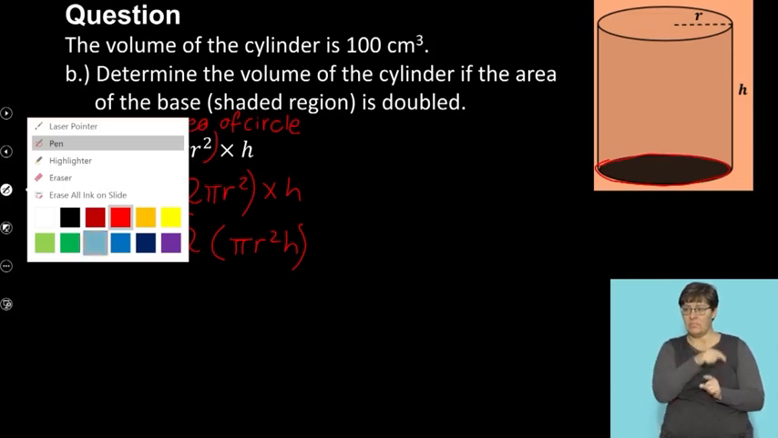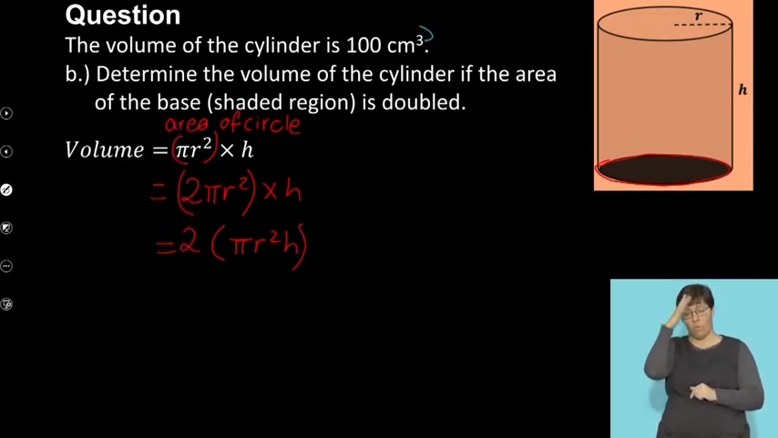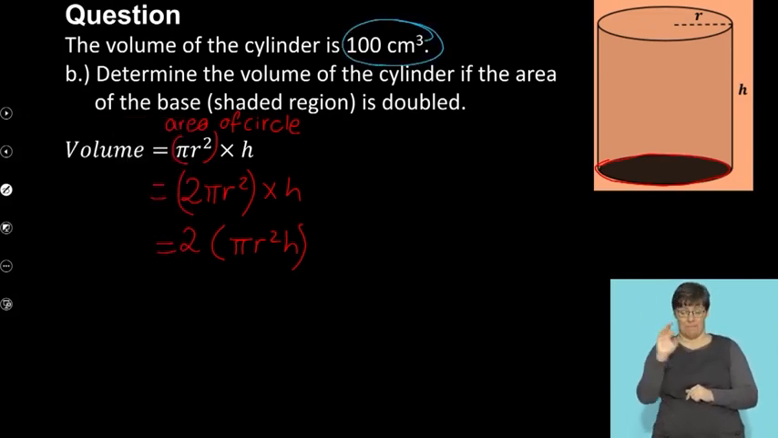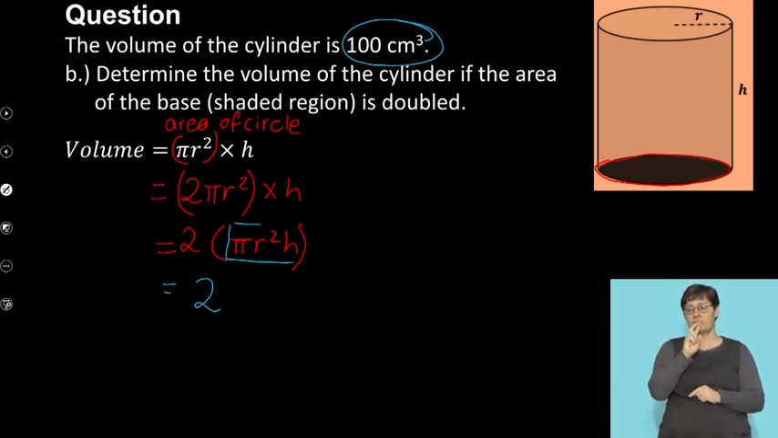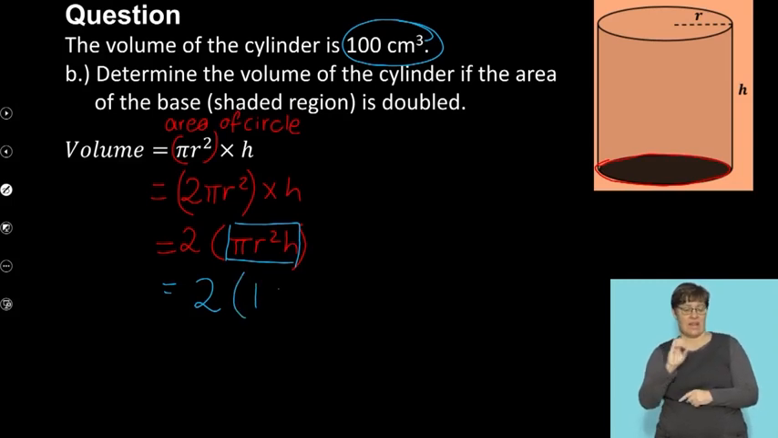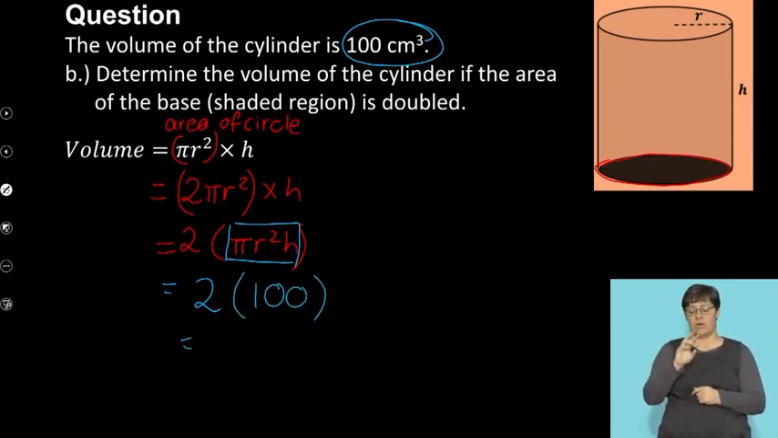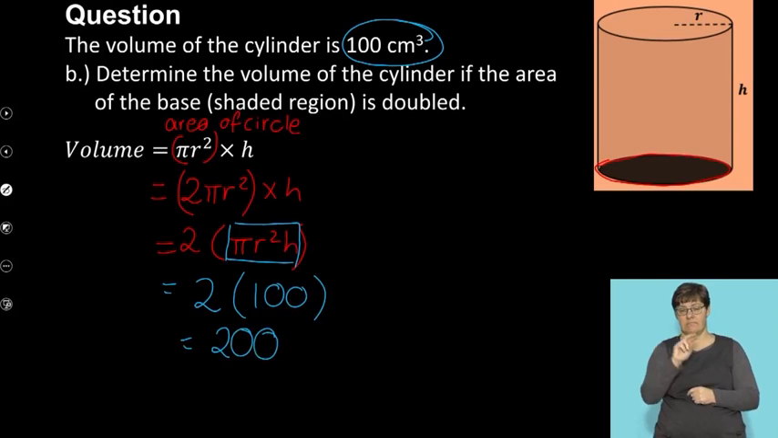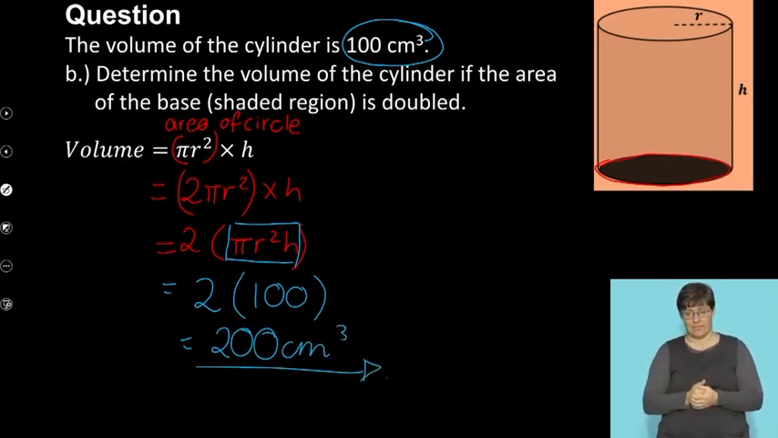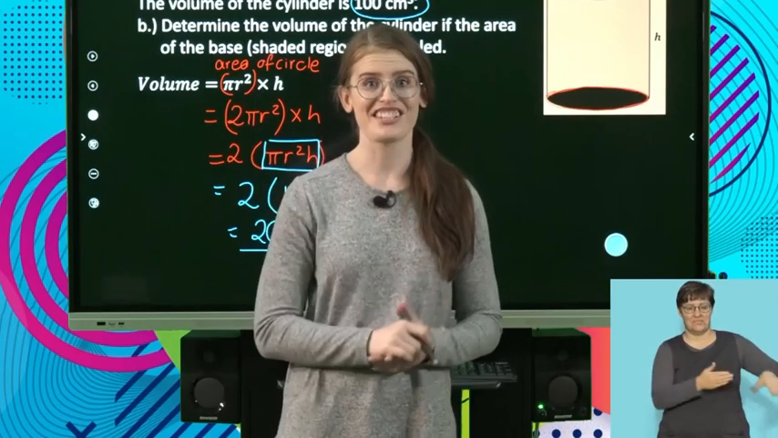But again, I'm going to link back to what was given to me. I know that the original volume is 100 centimeters cubed, so I can replace the pi r squared h with 100. So it's going to be 200 centimeters cubed for my new volume. Cool, guys. I hope you're all still with me. We're going to go on to the next example now.